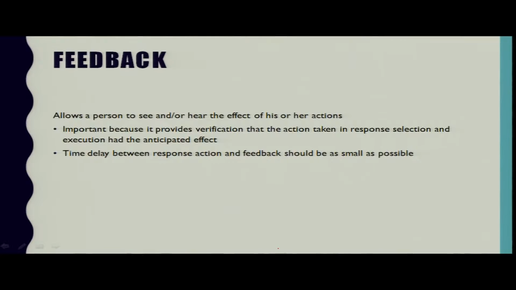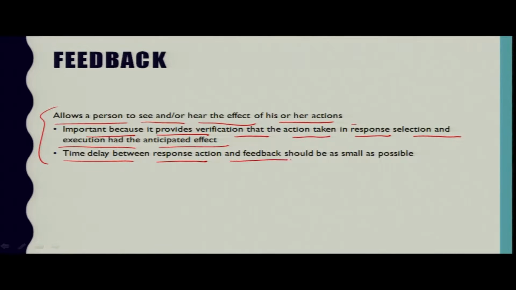So as a summary of this feedback topic, it allows a person to see or hear the effect of his or her actions. It is important because it provides verification that the actions taken in response selection and execution had the anticipated effect, and time delay between response action and feedback should be as small as possible.